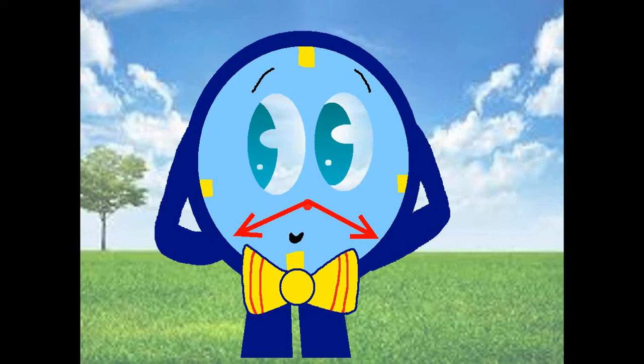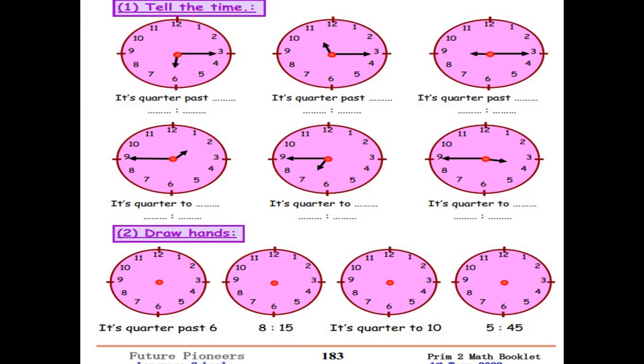Now let's solve more examples. Let's go. Here, in the first one, the long hand points at 3, that's why it's written here quarter past. And the hours, the short hand points at 6. So it's a quarter past 6, super. And in digital, in hours, 6. And in minutes, 15 minutes. So it's 6:15.